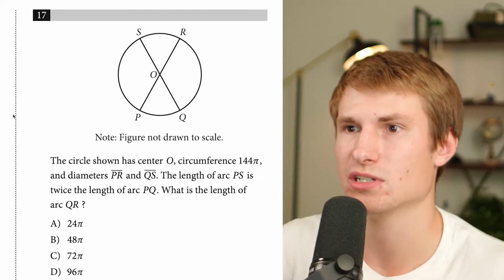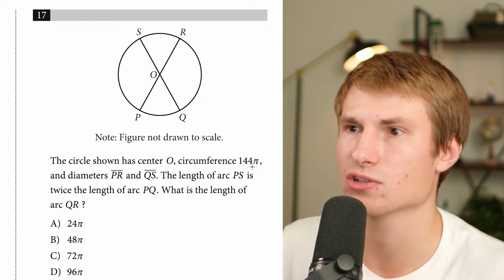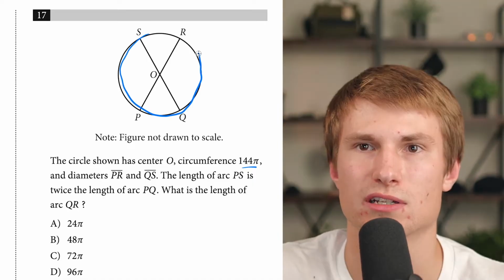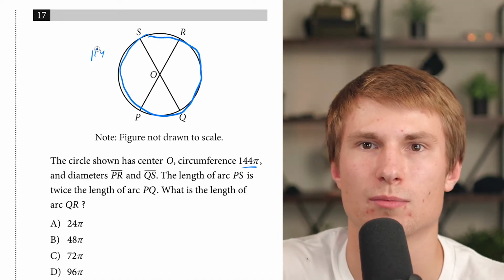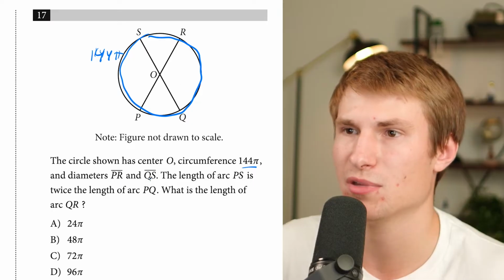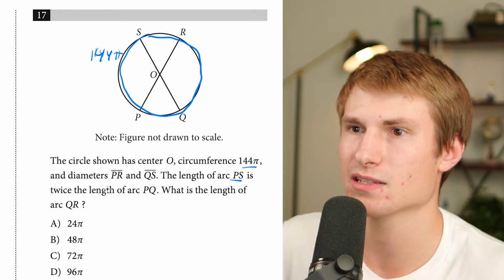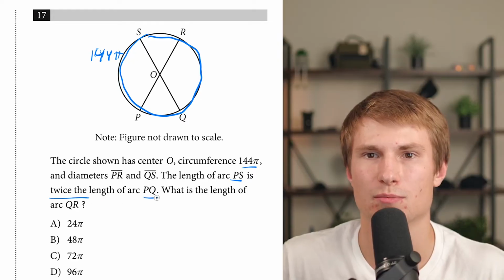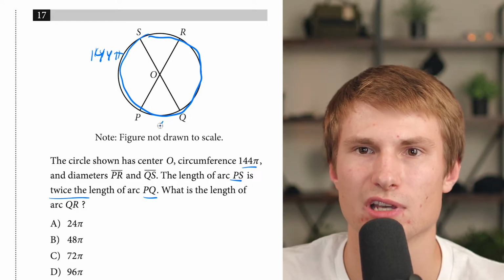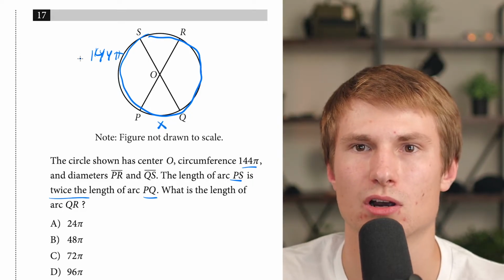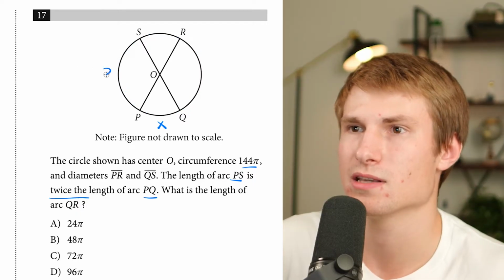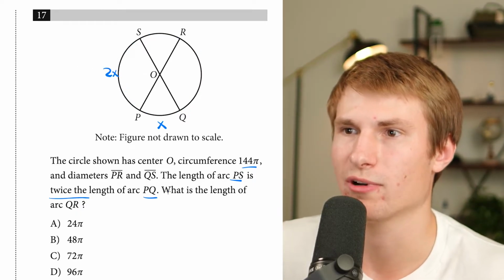Okay, here's question 17. We've got a circle shown, with center O and circumference 144 pi. If you don't know what circumference is, that is the entire arc of the circle, which is 144 pi. The diameters are PR and QS. The length of arc PS is twice the length of arc PQ. So I'll represent arc PQ as X, using X for the variable. Arc PS then is 2x, because it's twice the length of arc PQ.